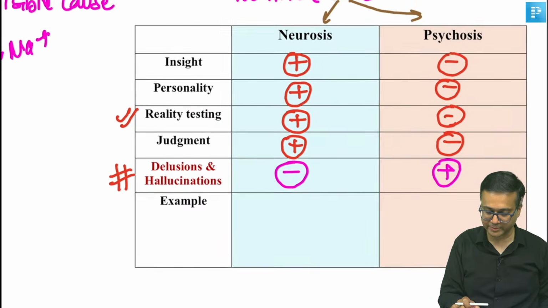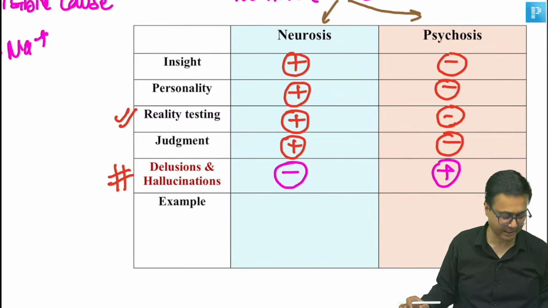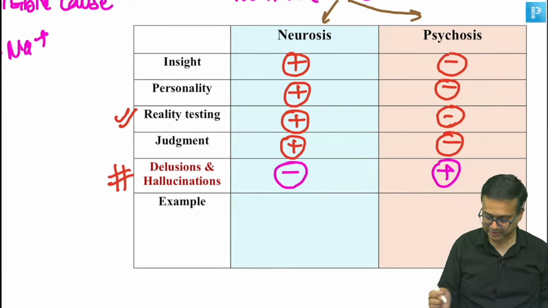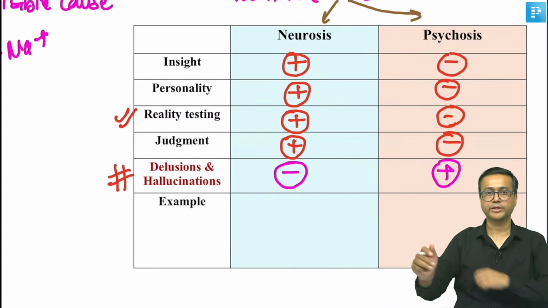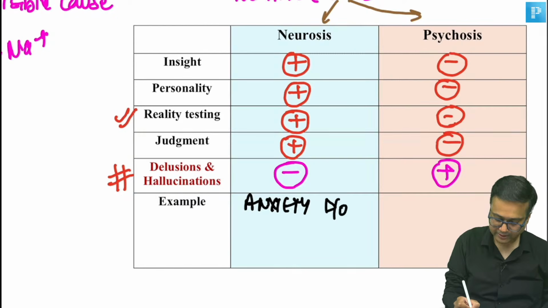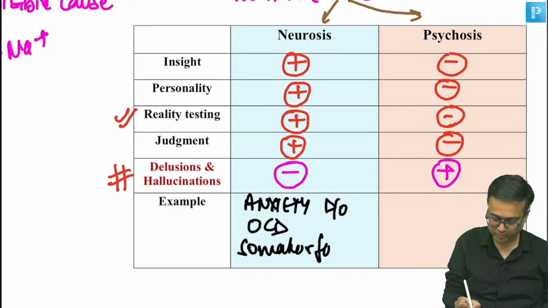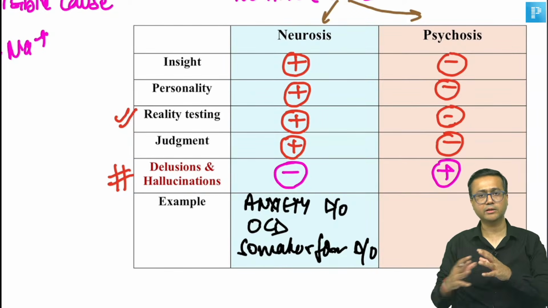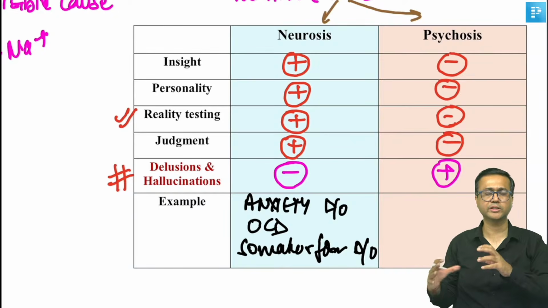Also tell me now some examples. Give me some examples of neurotic disorders, beta. For example, we'll discuss anxiety disorders, right? Even OCD, even somatoform and related disorders. Even although depression and mania, we will discuss depression and bipolar disorder, they are mood disorders.